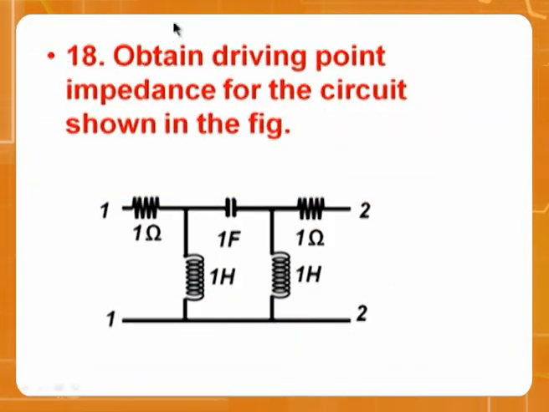Next, this is something strange. I have changed the problem. Obtain driving point impedance for the circuit shown. Actually speaking, this circuit is neither RC nor RL. This is called an RLC circuit. So you need to calculate driving point impedance. Driving point means what? Here or here. Z11 you have to calculate. It is just like the two-port parameters we did. Put I2 equal to 0, Z11 is V1 by I1. That way you can calculate.